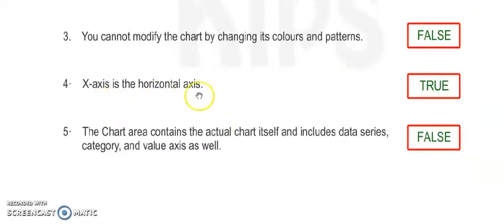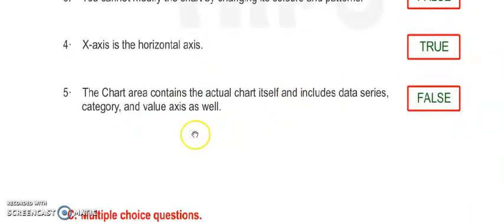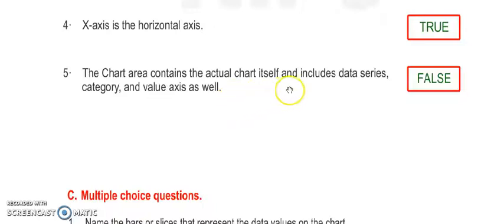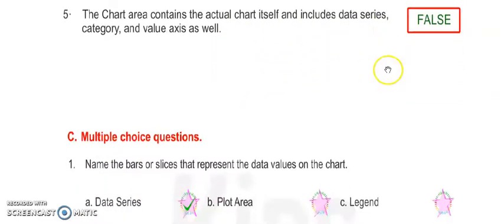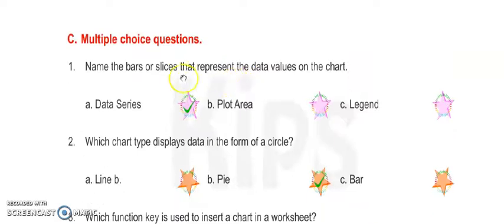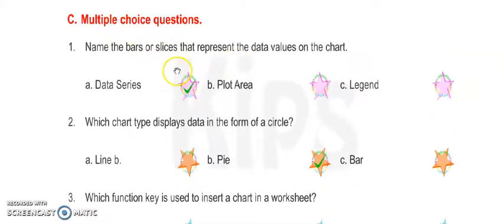X-axis is the horizontal axis. It is true. Chart area contains the actual chart itself and include data series, category and value axis as well. It is false. Now move on to next exercise C, multiple choice questions.